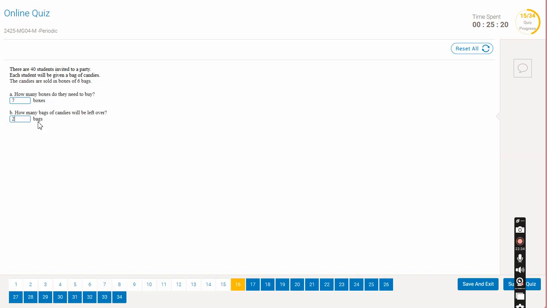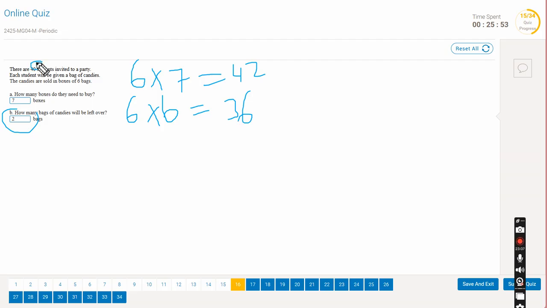Okay, let's go to the next one. Yeah, so 7 boxes and 2 bags. Again, because remember, you can see that there are 6 bags in each box. In each of the boxes, 6 times 7 will give you 42, right? Because if you have 6 bags in each box, then you'll be repeatedly having those boxes. So 6 times 7 is going to give you 42. There are going to be 2 bags left. Because 6 times 6 is going to give you 36. That's going to be less bags for the students.